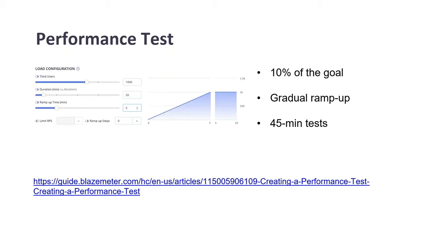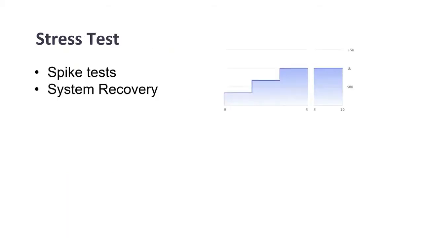Now, pop quiz. What is a good duration for a test? If you're cheating and looking at my screen, the answer is 45. So you want a good test to run for 45 minutes to an hour, and that's a really good performance test. Now, we're talking about the users in the ramp up test.